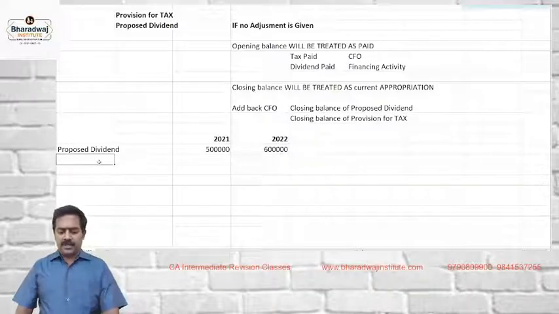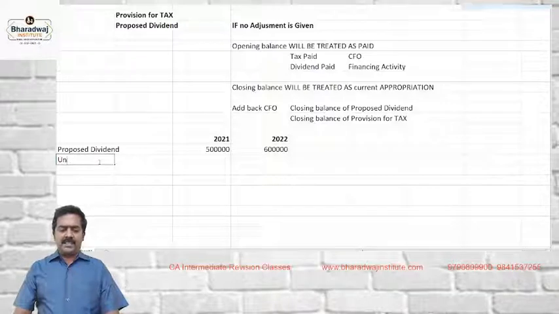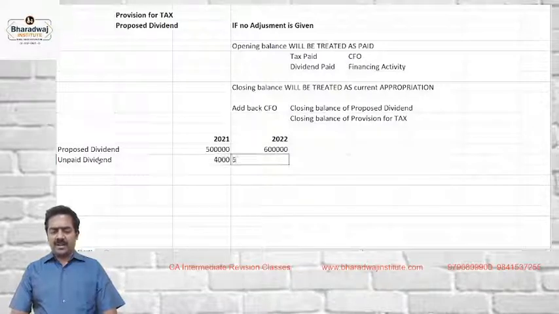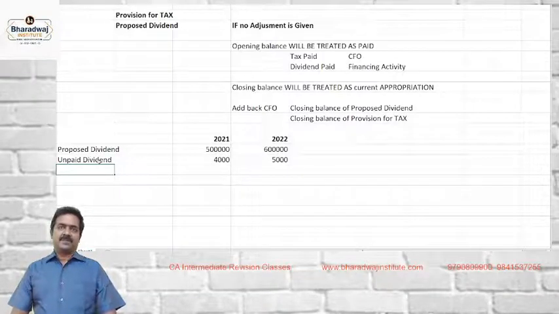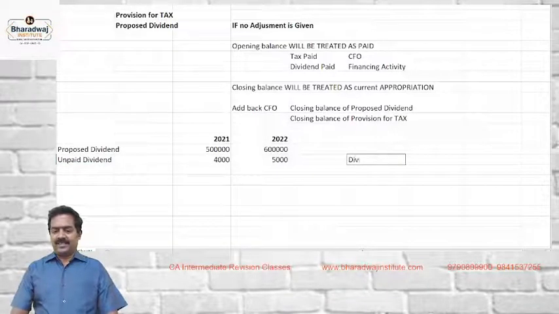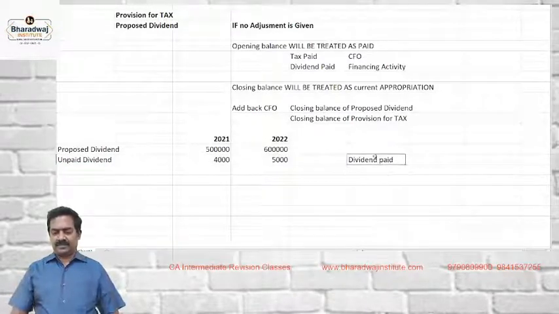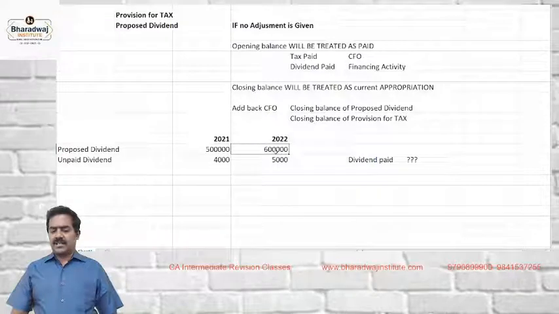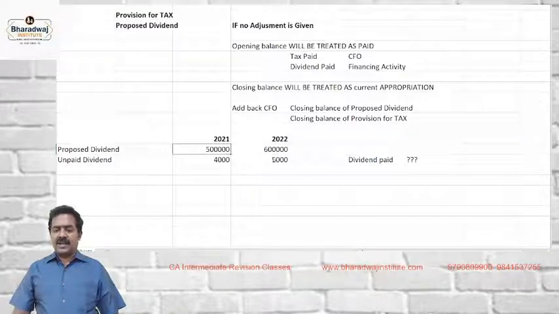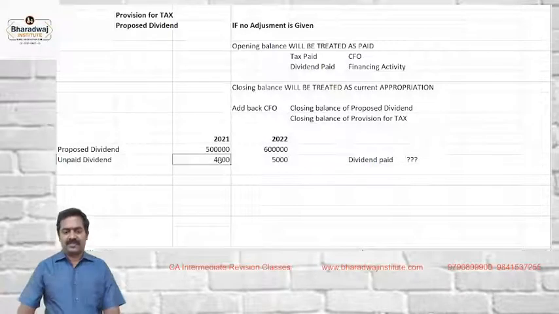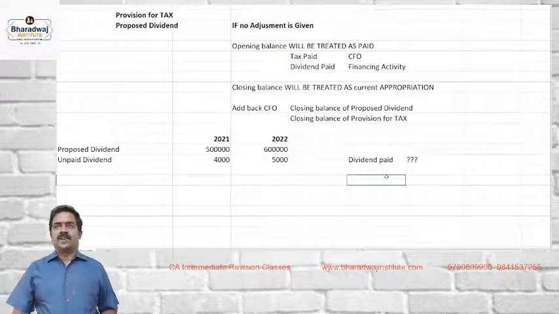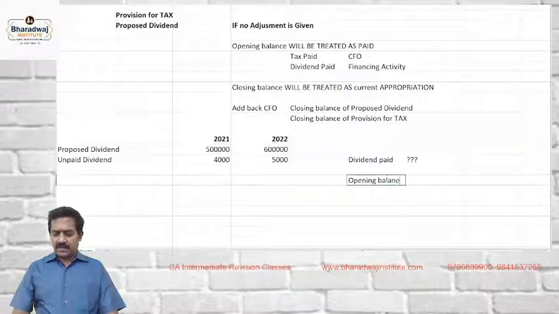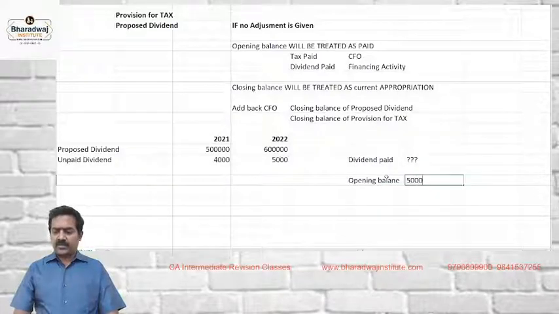Let's assume they have given unpaid dividend along with this. Opening balance 4,000, closing balance 5,000. No adjustment is given. What is the dividend paid? See, the current year proposed dividend is how much? 6 lakhs. There is no doubt in it. But how much dividend is paid? Not 1 lakh. If no adjustment would have been given, what would you have done? The opening balance you would have taken as paid. How much? 5 lakhs.